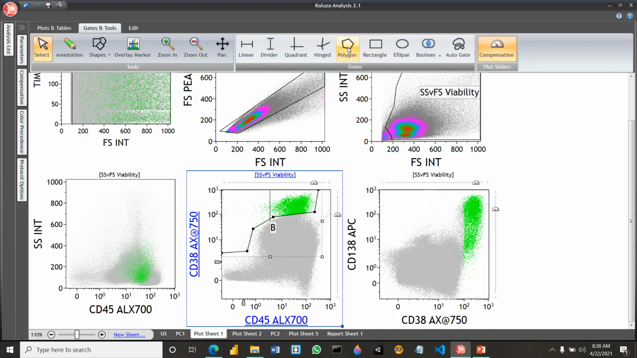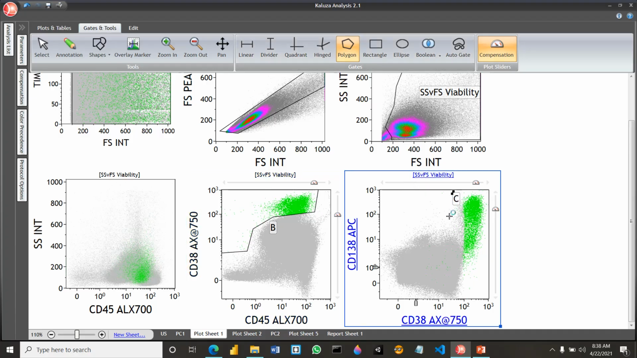And then we also apply another gate at CD138 and CD38. So you can see they are bright, so we can always go up to here. And I usually extend this gate till negative so that we can include all possible plasma cells if they are there. You can see here, just based on these two gates, possibly we are excluding some of the cells from the analysis.